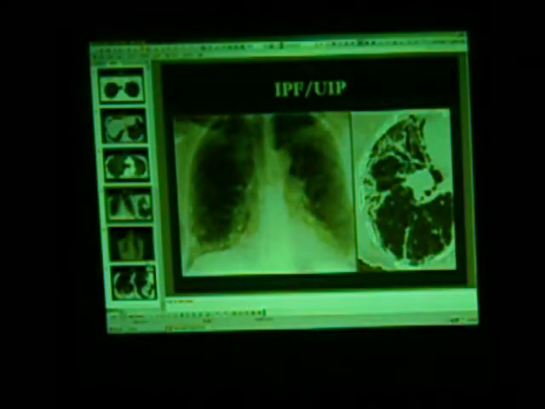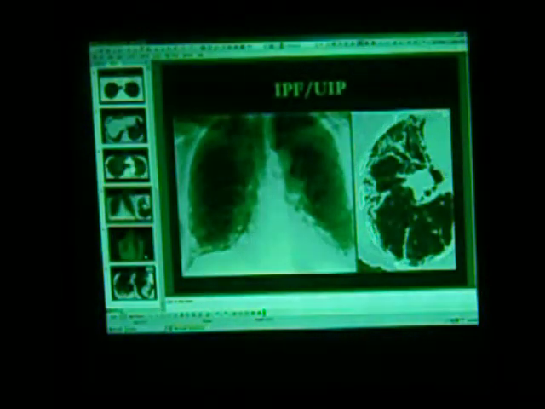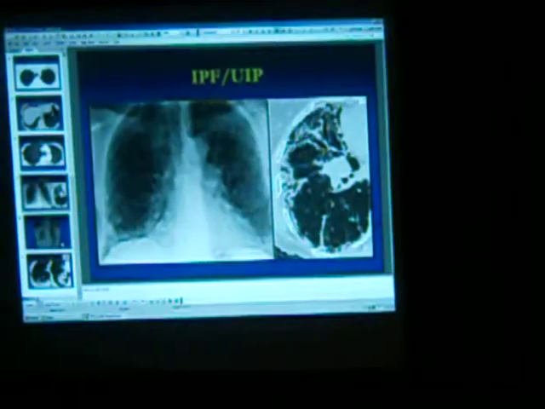So just remember, it's a kind of milder form of IPF. Earlier stage, respond better to steroids. NSIP. And they're usually younger than IPF patients.